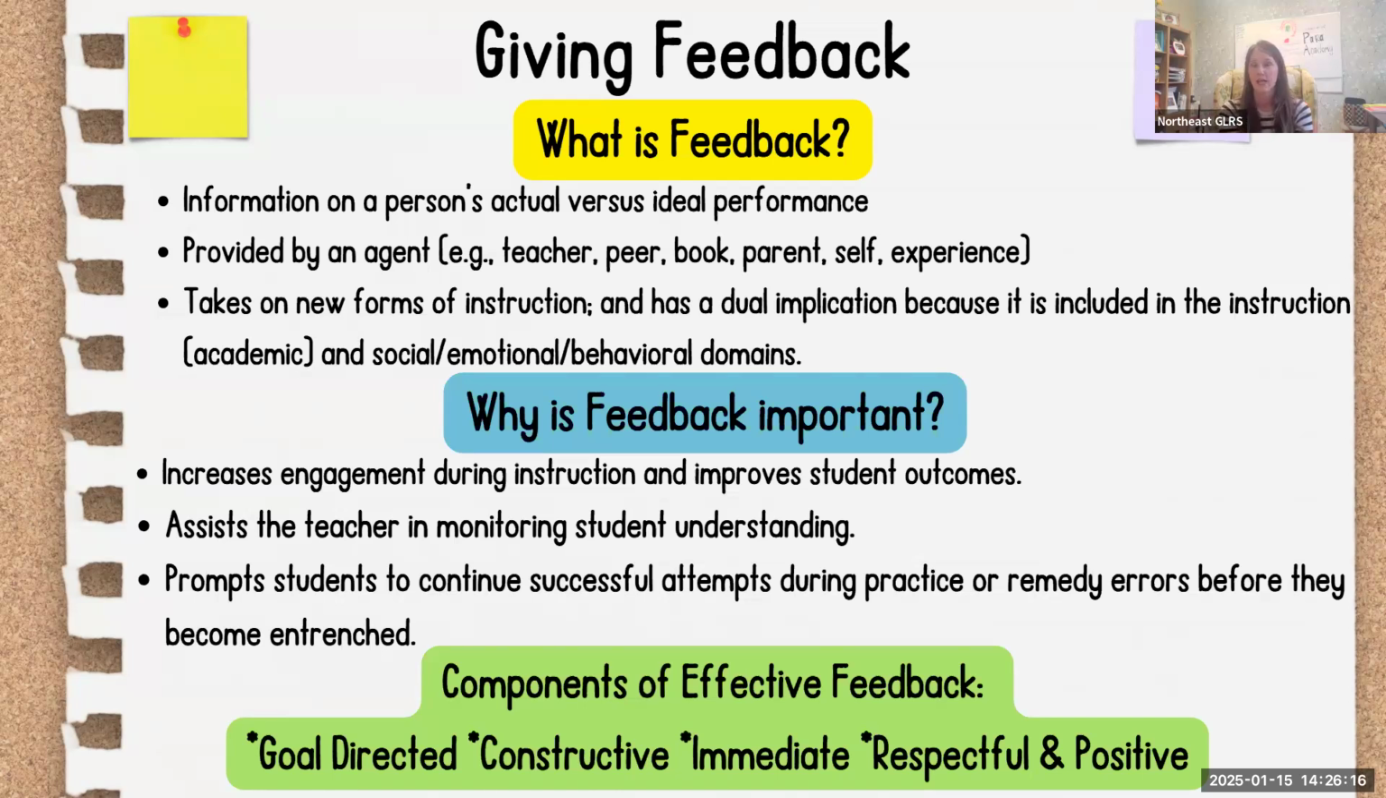Feedback is provided by an agent. So that could be a teacher. Feedback could be given by a peer. We could use books or a rubric for feedback. A parent, we can give self-feedback, or an experience can be used to give feedback. Feedback takes on new forms of instruction and has a dual implication because it's included in the instruction of academic and social, emotional, behavioral domains.